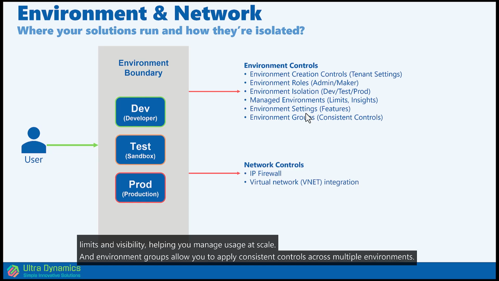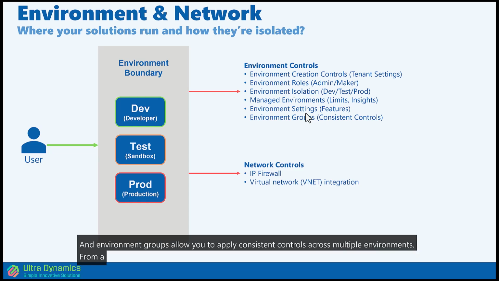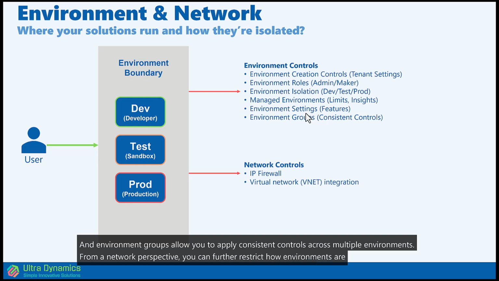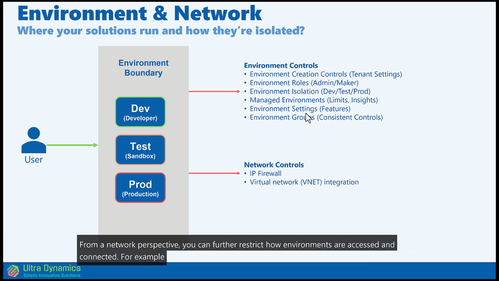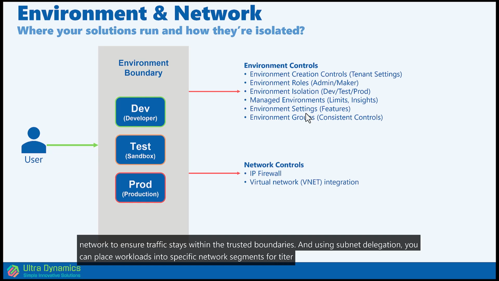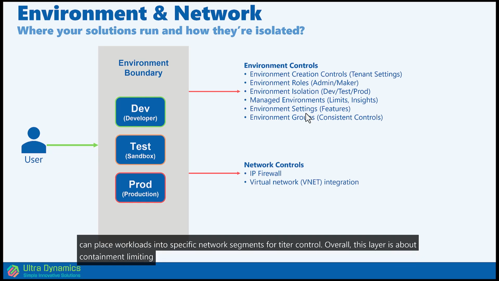From a network perspective, you can further restrict how environments are accessed and connected. For example, you can limit access to specific IP ranges or integrate with virtual network to ensure traffic stays within the trusted boundaries. And using subnet delegation, you can place workloads into specific network segments for tighter control. Overall, this layer is about containment, limiting the blast radius if something goes wrong.